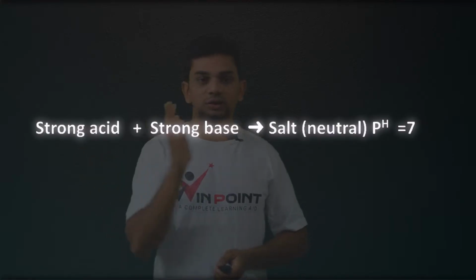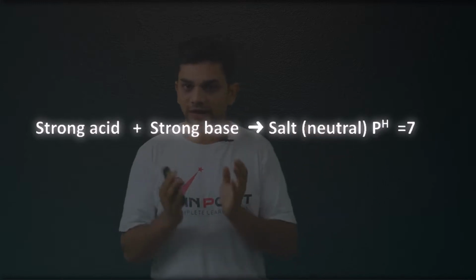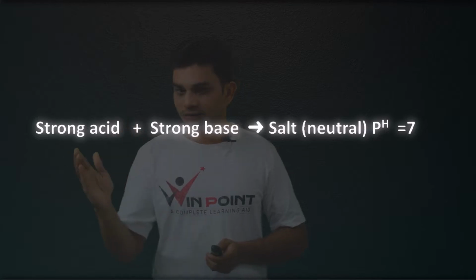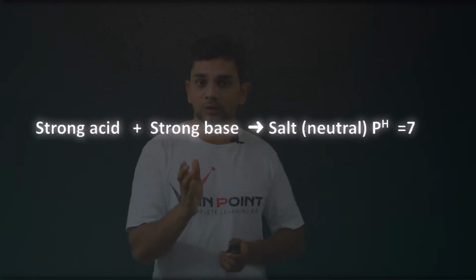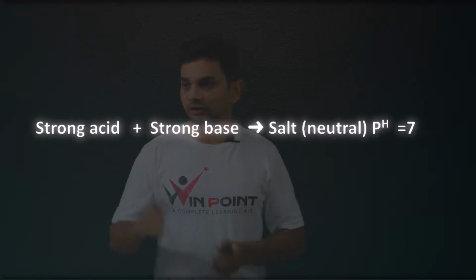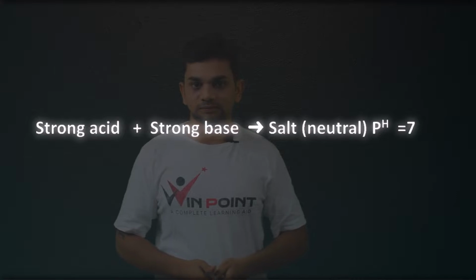Strong acid, strong base combine to form salt, right? If there is a reaction between an acid and base, there will be formation of salt. But if the acid is strong as well as the base is strong, then salt will be neutral. pH will be equal to 7, right? Strong acid, strong base equals neutral salt.